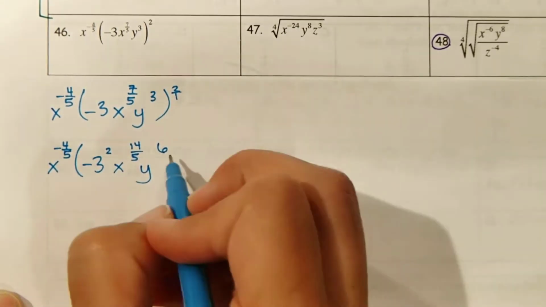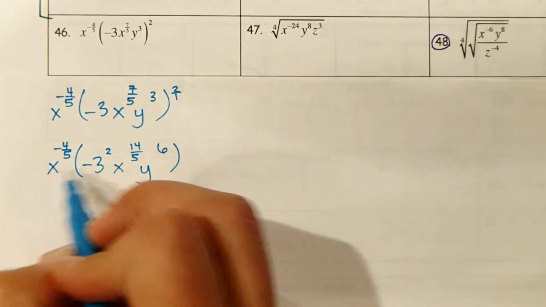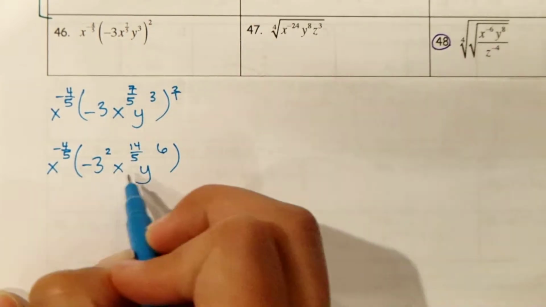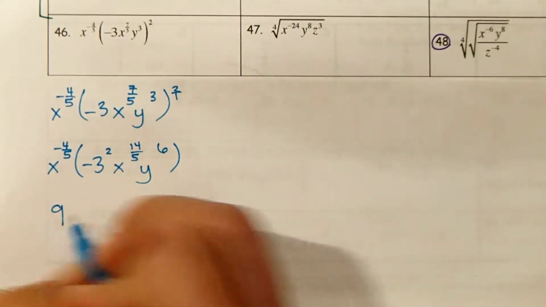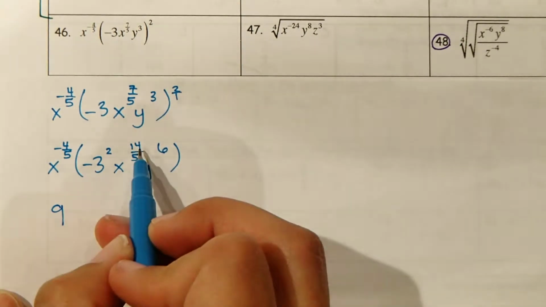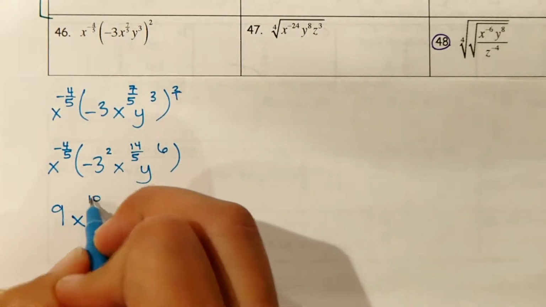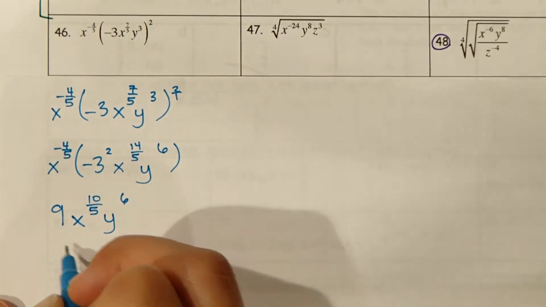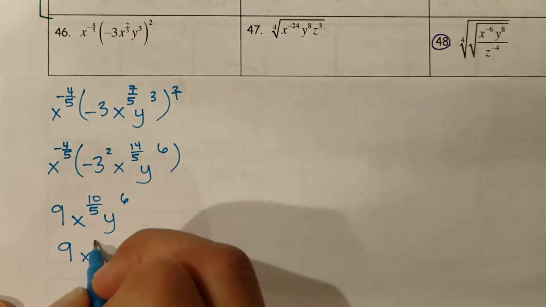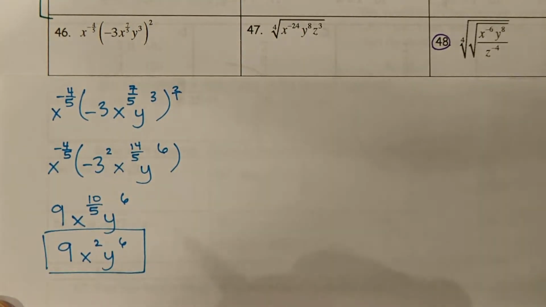Okay, now we can multiply this all together, which basically means we're simplifying these x's here by adding them. So negative 3 squared is positive 9. 14 minus 4 is 10/5. Y to the 6th, and then last step, 9x squared y to the 6th. 10 over 5 is 2.